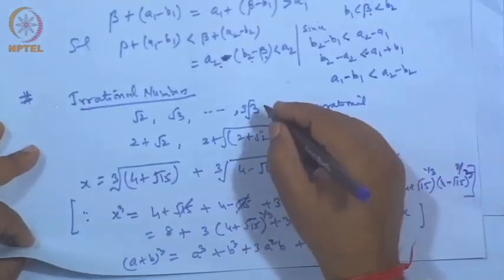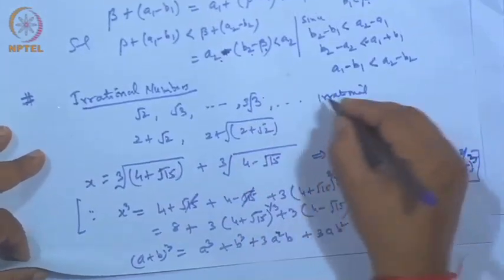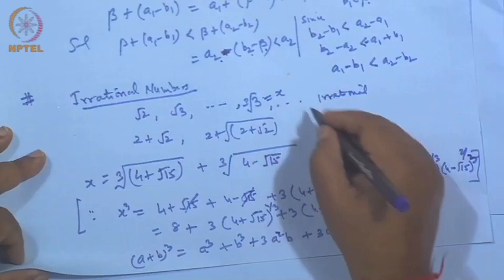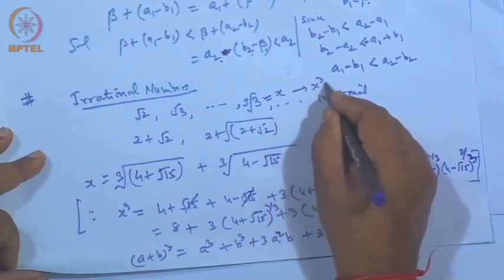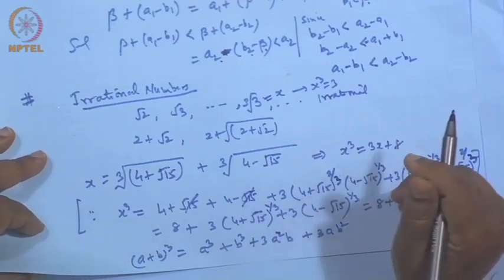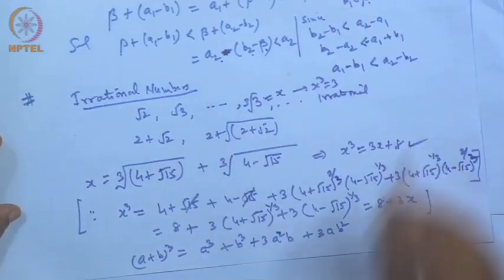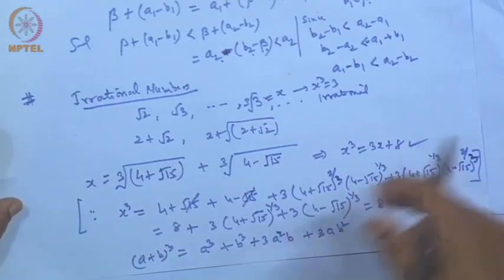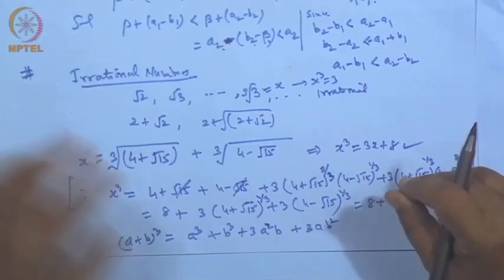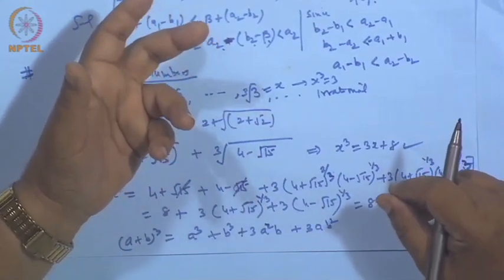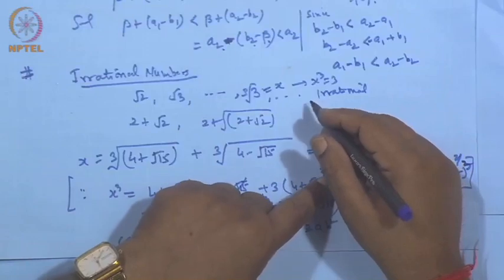Similarly, if we take this number, say x, one can easily write x cube equal to 3. Now, let us see the converse part. Suppose an expression is given, x cube plus 3x plus 8, and it is asked to find the x.